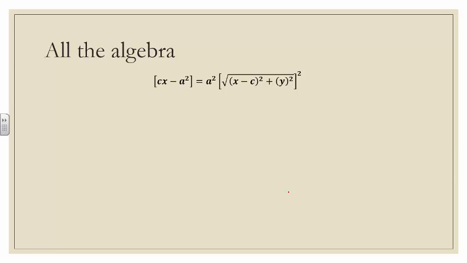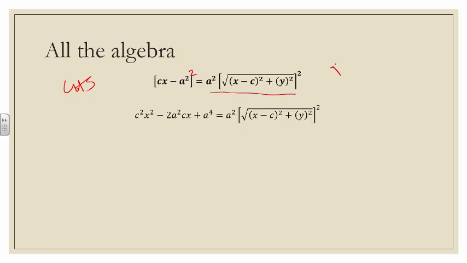Once again, in bold, we see what we just left off with. And now we use FOIL on the left-hand side, which gives us c squared times x squared minus 2a squared times cx plus a to the fourth power equal to our entire right-hand side term. We're not touching that just yet. In the next step, we will.